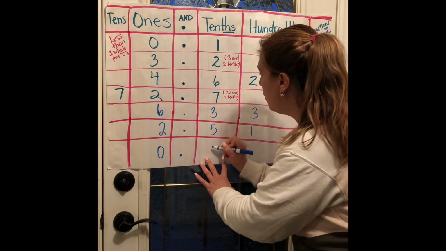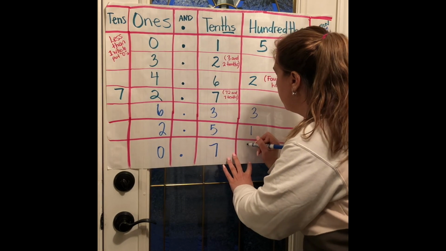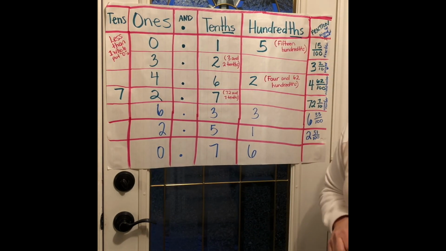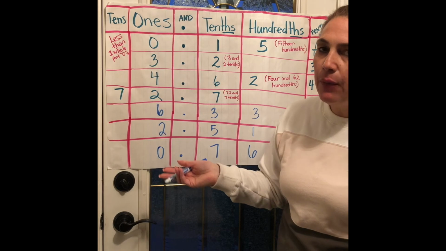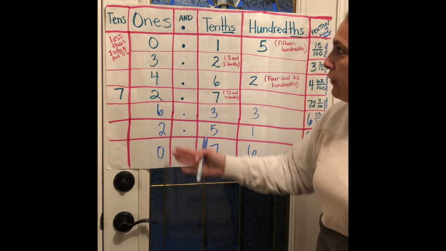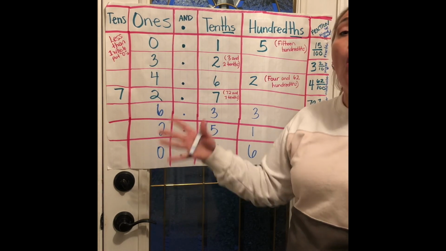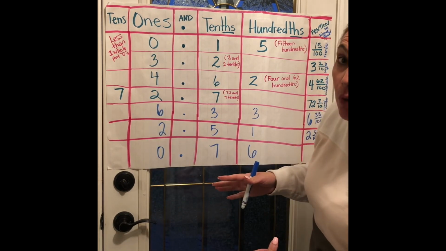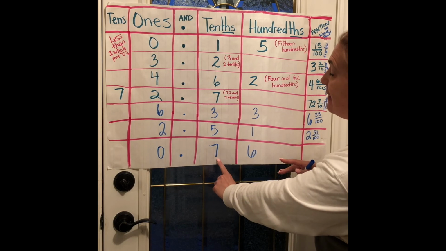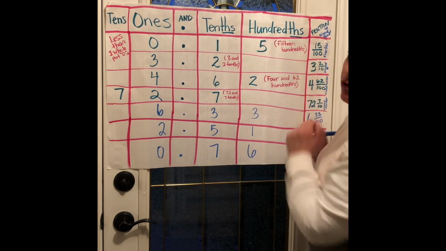0 decimal 76. Is that how we say it? No. You have 0 ones this time, so that means you have no wholes. You have less than a whole. So we have 76 hundredths.